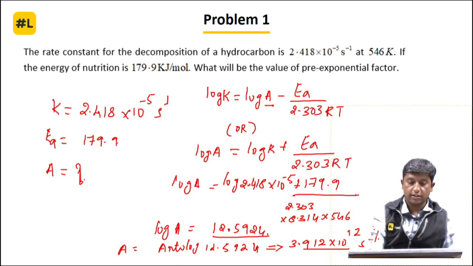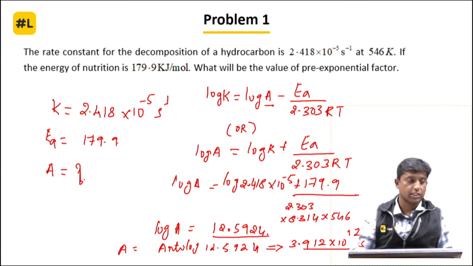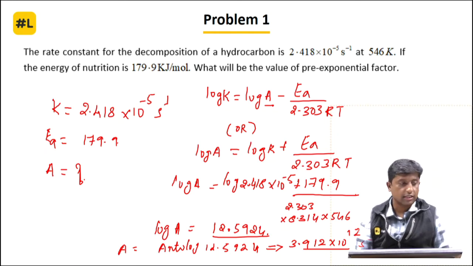Students, so this is the final answer for this particular problem. So, the answer is 3.912 into 10 power 12 per second. Okay.